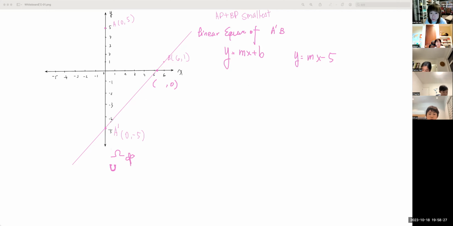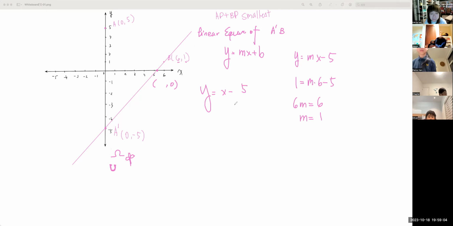I just do this because for me it's easier. If I'm reflecting A, it changes nothing but the value on the y-axis, correct? Because A is 0, so x is 0, I don't have to do anything. So I plug in 6 and 1: when x equals 6, y equals 1. So m times 6 minus 5 equals 1, so 6m equals 6, m equals 1. So we have the equation y equals x minus 5.